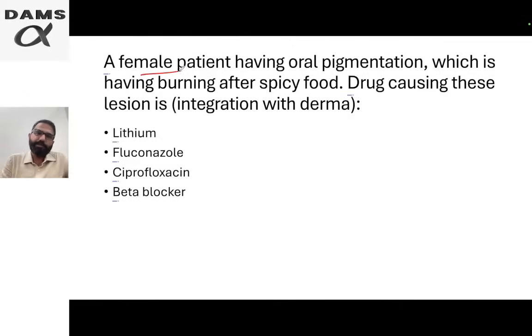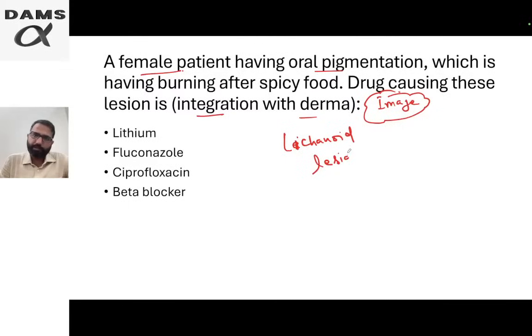A female patient having oral pigmentation, some image was given, with burning sensation after spicy food. Which drug causes these lesions? This was integrated with derma. So lichenoid type of lesions. If lichenoid lesions were there, then definitely lithium is the correct answer.